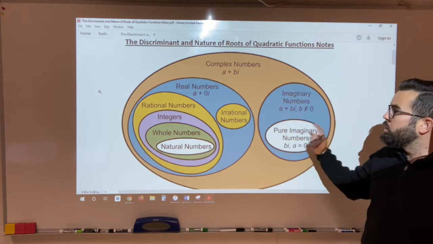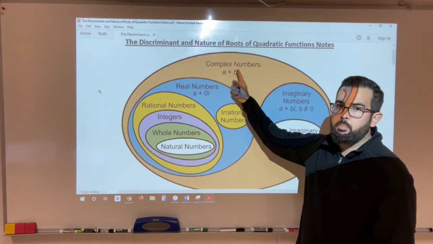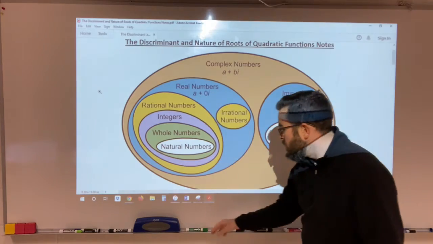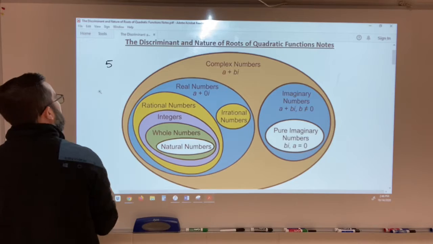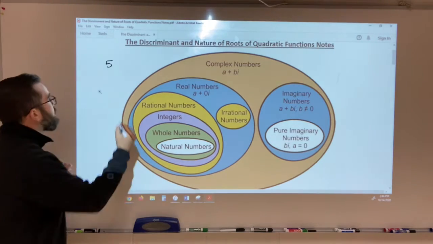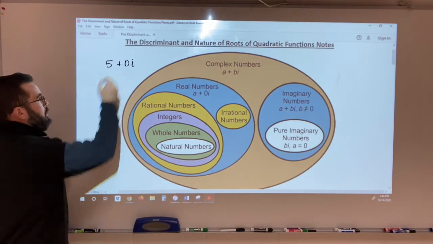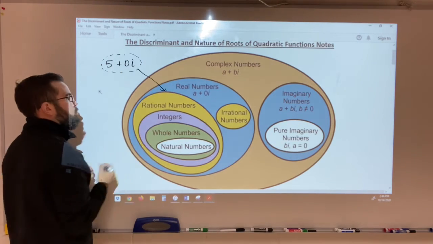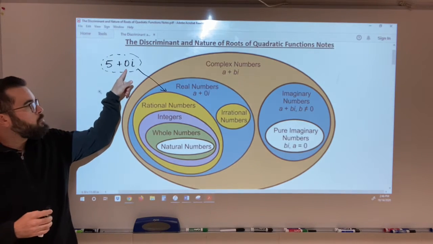All right, real numbers can be written in the form a plus bi, where b is 0. So a real number, for example, could be 5, but we could write this as a complex number by saying 5 plus 0i. This number right here belongs inside of the real numbers, okay? We just don't write our numbers this way.